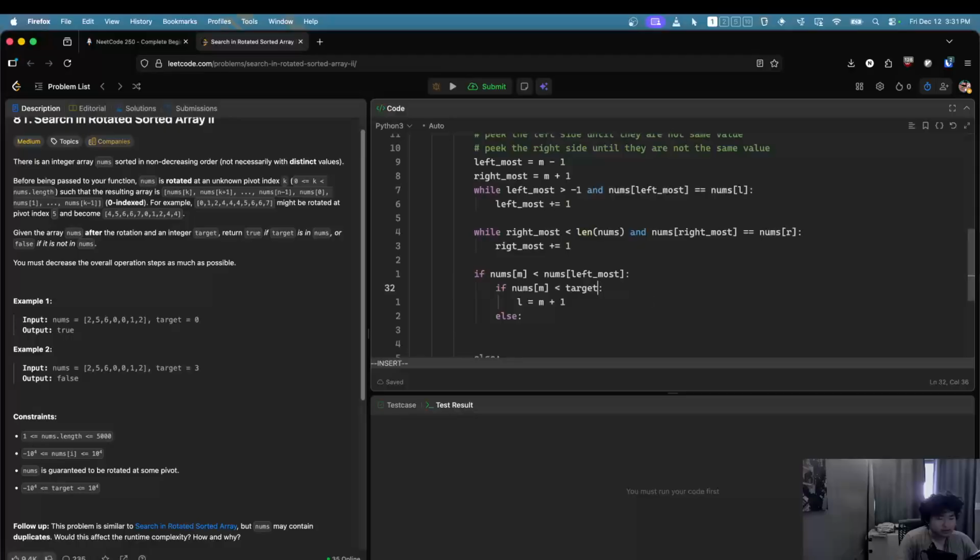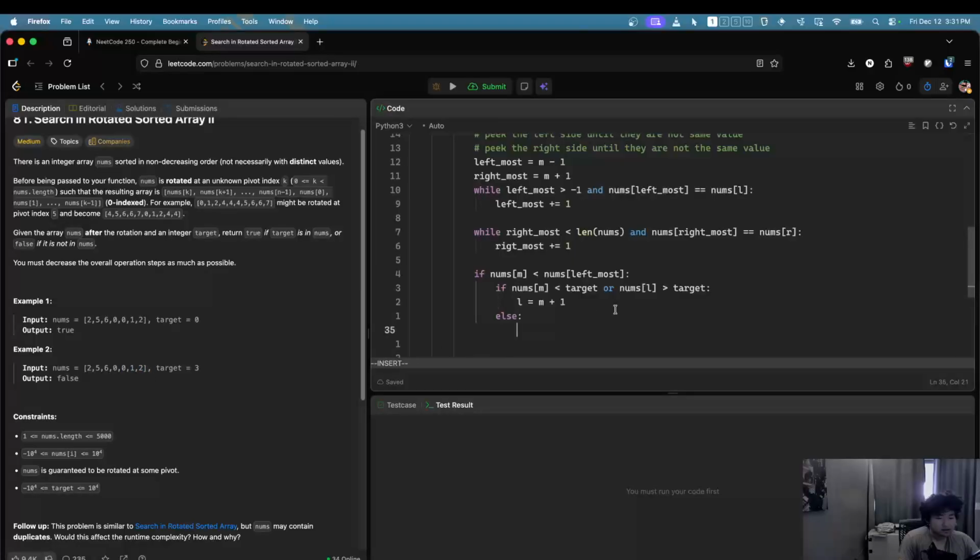Okay, I see. Let's say you're smaller than the target, right? Or the leftmost value is actually bigger than that. So nums of L is actually bigger than target, then it has to be towards this. So we need to move here, it has to be towards here. Like at least it should be around there, right?